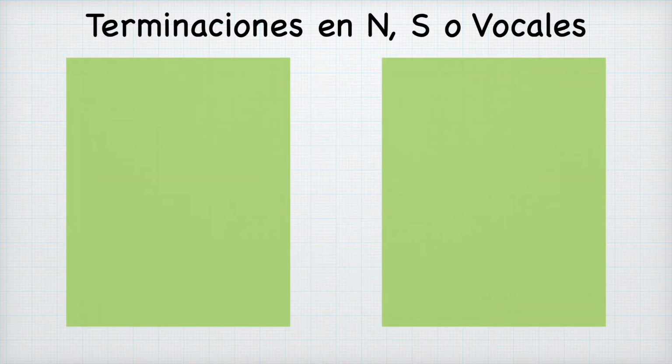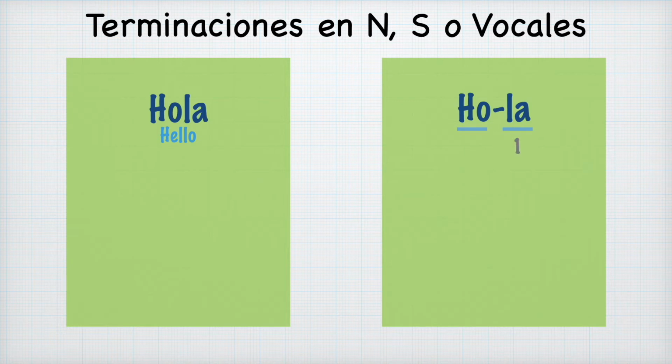Let's look at some of the rules. Words that end in N, S, or a vowel will have the stress of the voice on the second to last syllable. And we will start counting the syllables from the end of the word. Let's look at some examples. We have the word hola. Hola, it means hello, and it has two syllables: la and o. La is the first syllable, o is the second syllable. Remember that the H in Spanish is silent.